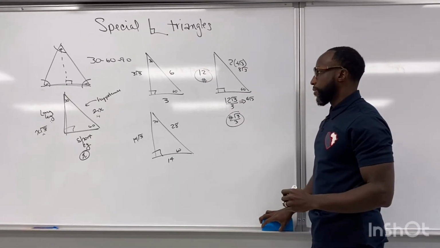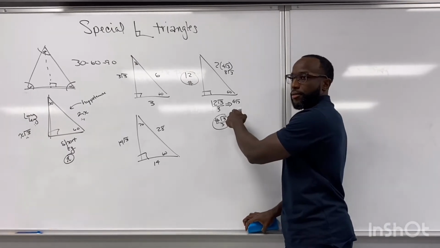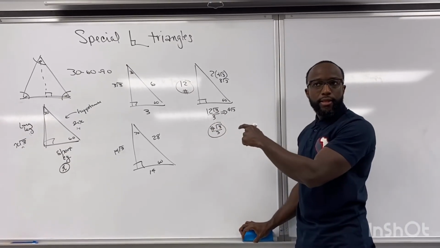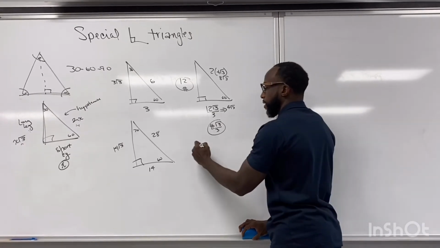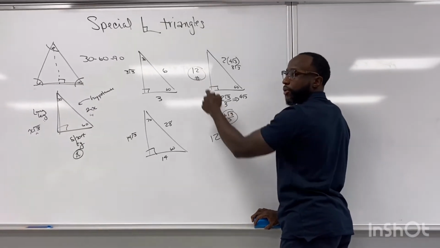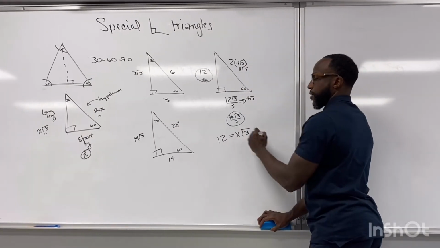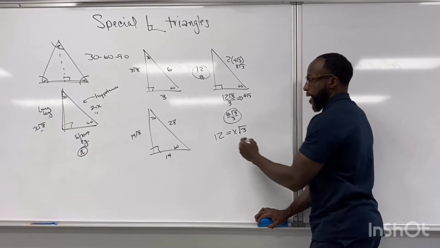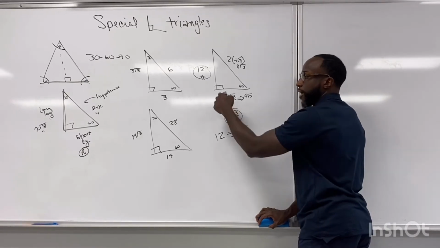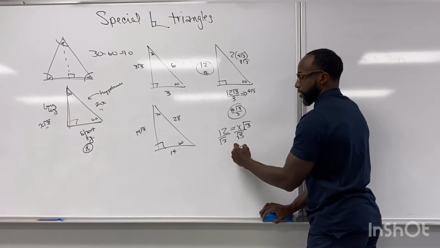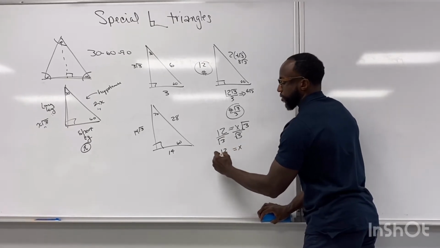Does everybody need to see the math for this, though? How did I get 12 root 3 over 3? Do you need to see that? Yes? All right, so this is 12. The long leg is 12. The long leg is also known as x root 3. So if I'm solving for x, I would divide both sides by the square root of 3. So now I have x equals 12 over the square root of 3.